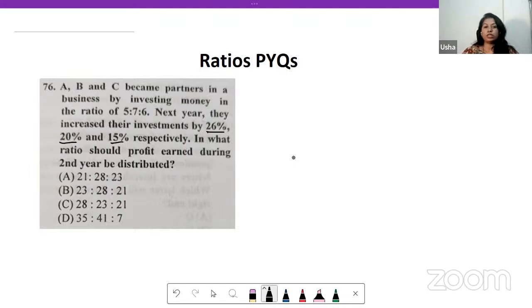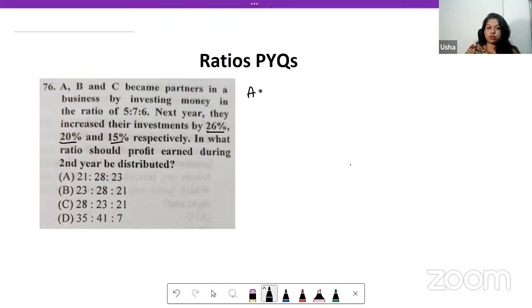Right. So these three people have invested the amounts in the ratio of 5 is to 7 is to 6. And next year, they are increasing the investments by this percentage, 26%, 20%, and 15% respectively. In what ratio profit earned during the second year be distributed? This is the question. Here, second year's profit, you will have to divide it as per their investment.